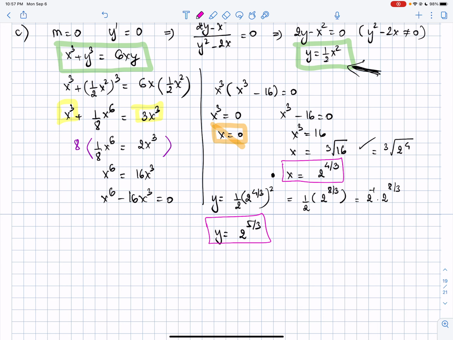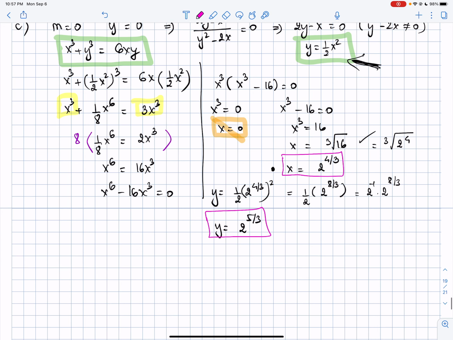And go ahead, use the calculator if you want. Approximately, this point is about 2.5198, 3.1748.